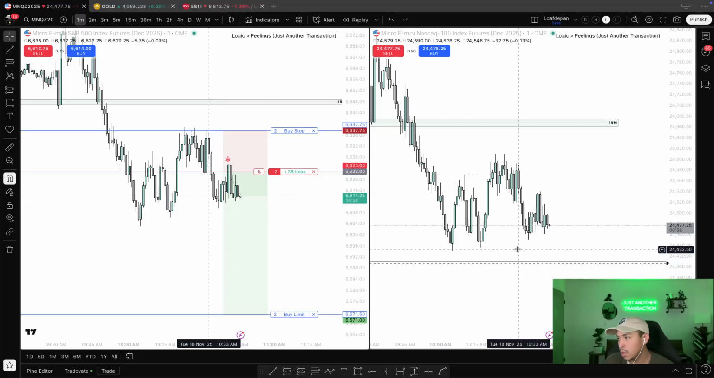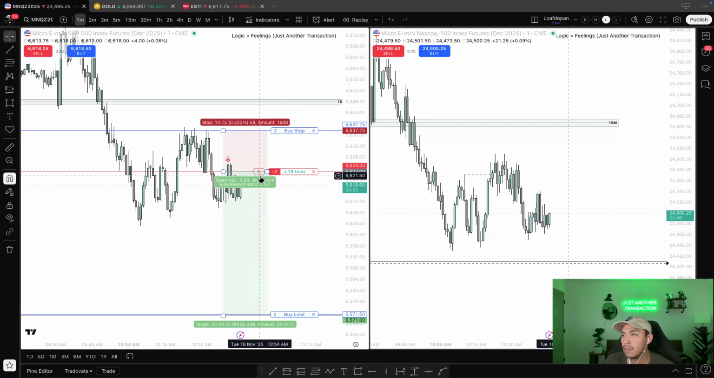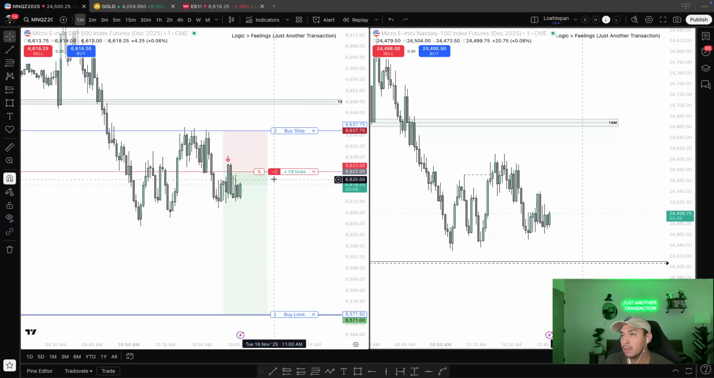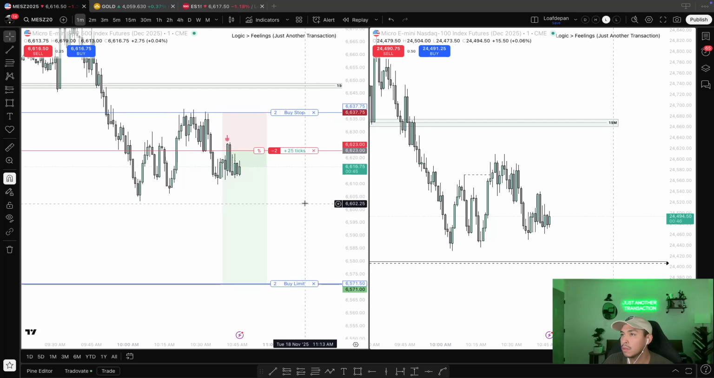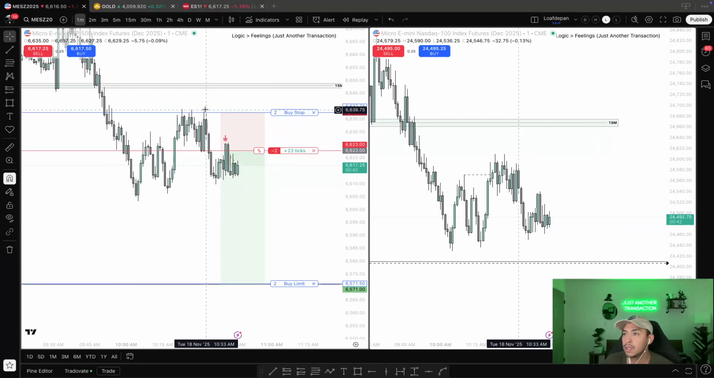Now, if NQ does take this low first, which more than likely it will, I'll just cut my position. I can either take one partial and then leave the rest at break even, or just take the whole position off. So we'll see when we get there. But yeah, I really like this trade.